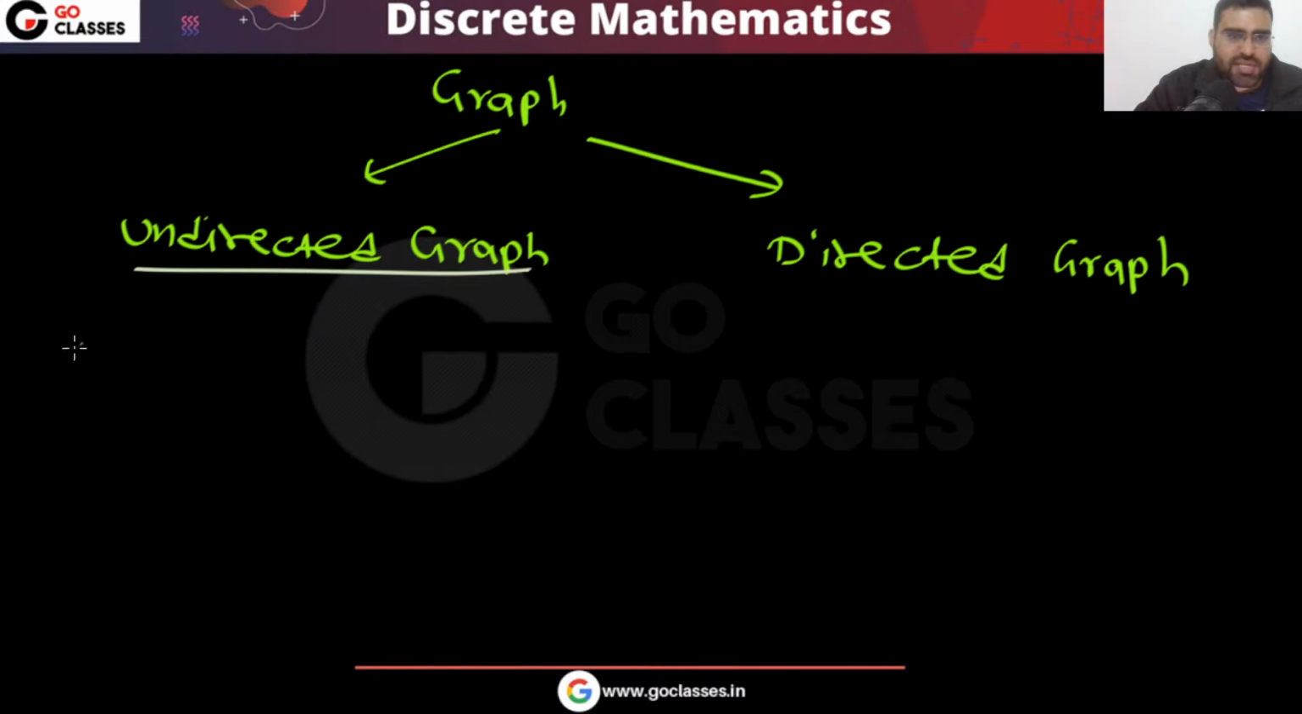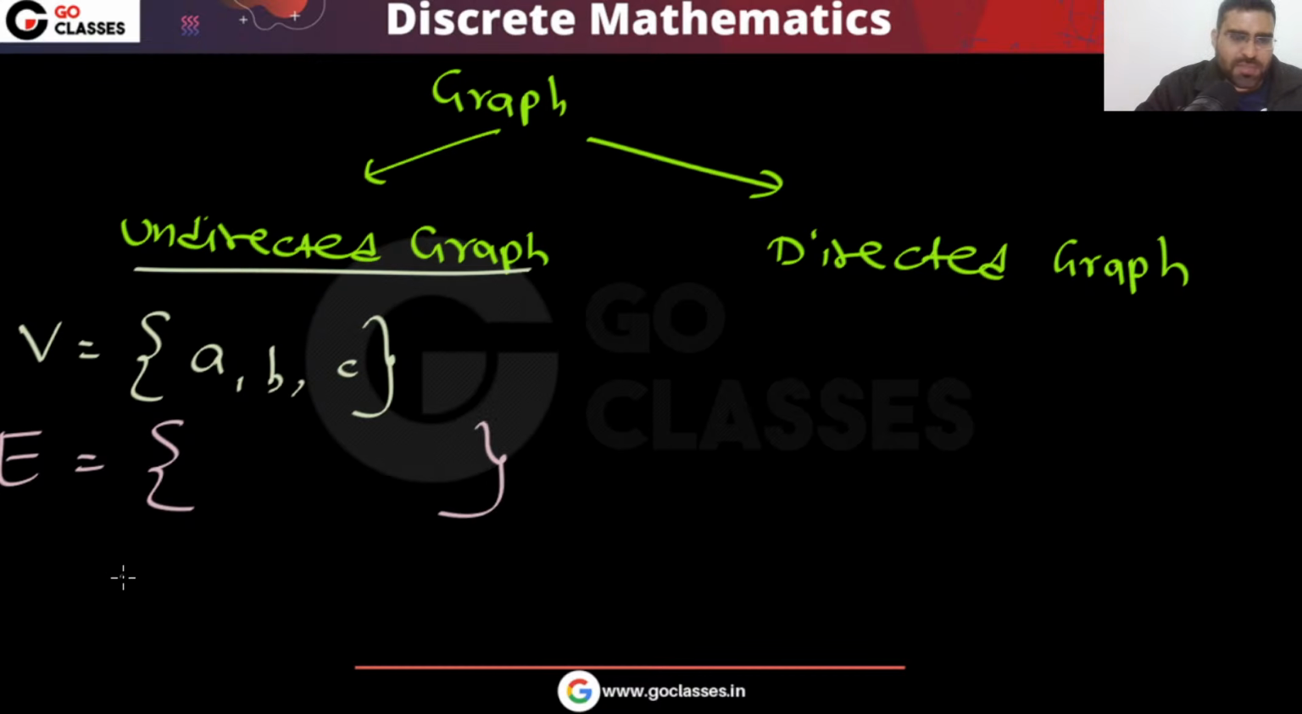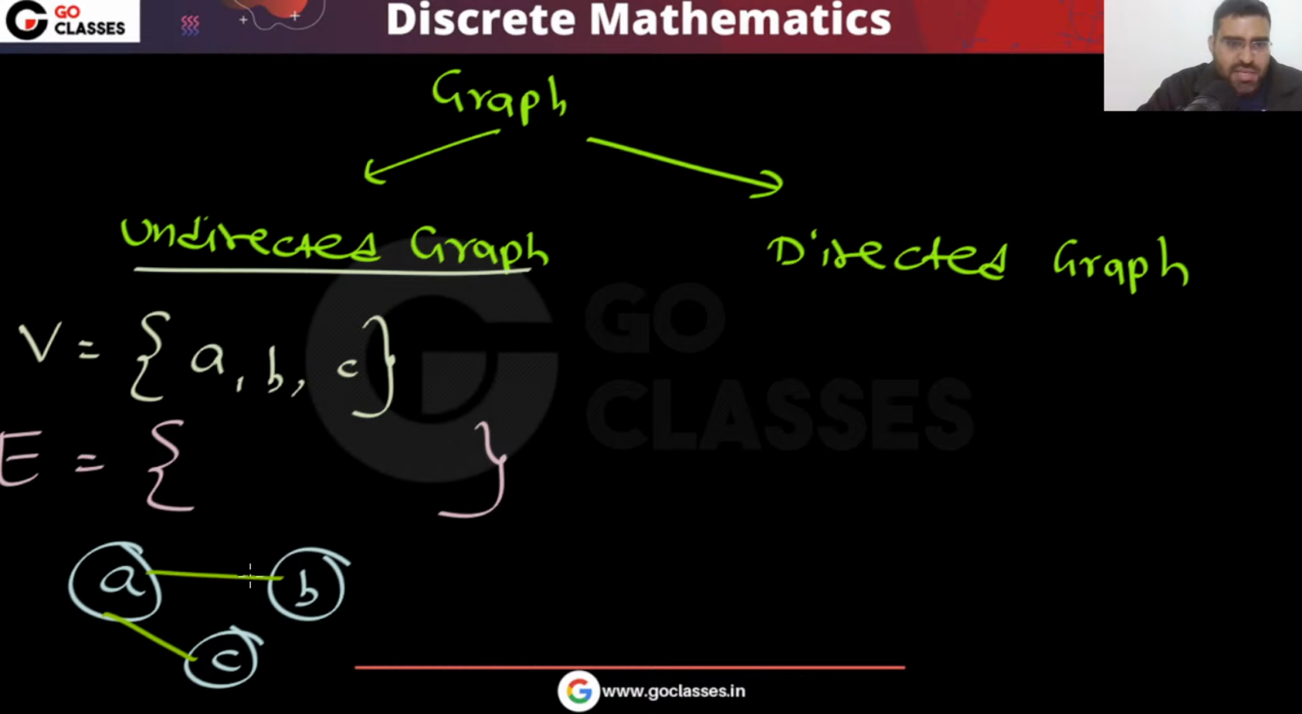So in this undirected graph you have a set of vertices, for example A, B, C, and a set of edges. Remember, edges don't have direction. Look at this graph: it is an undirected graph because edges don't have direction. This edge is nothing but the set {A, B}, because this edge is undirected, there is no direction. So this edge is basically an unordered pair of these two vertices. Similarly, this edge is nothing but {A, C}.